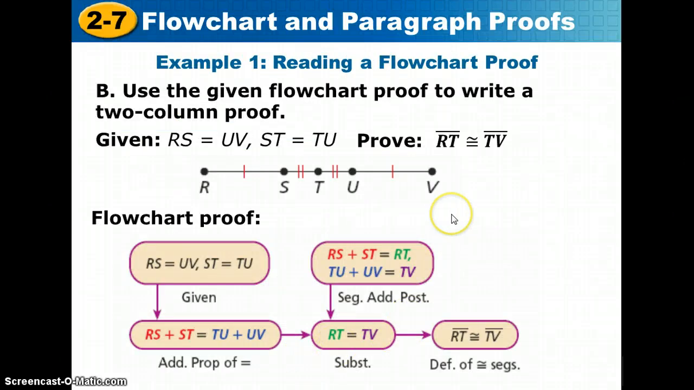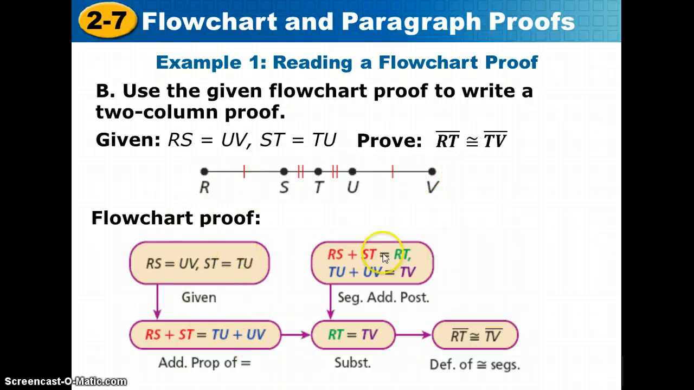So why don't you take just a moment and take this flowchart proof and put it into a two-column format. It would help if you start numbering each of these statements in the order you think they go. This is your given. In this situation, RS equals UV, ST equals TU from this given diagram. You are to prove that RT is congruent to TV.